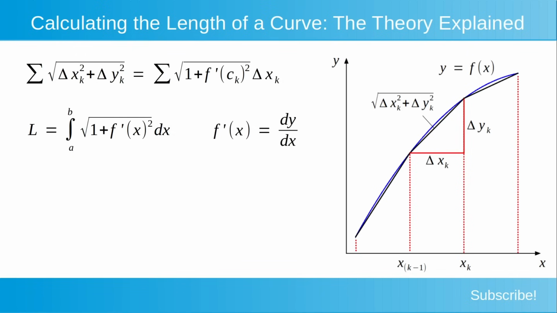If we express our derivative f prime x as dy dx, we can calculate the total length, capital L, of our function curve from x is equal to a to x is equal to b as the integral from x is equal to a to x is equal to b of the square root of 1 plus the dy dx squared dx. Using this equation, we can calculate the total length of our function curve.